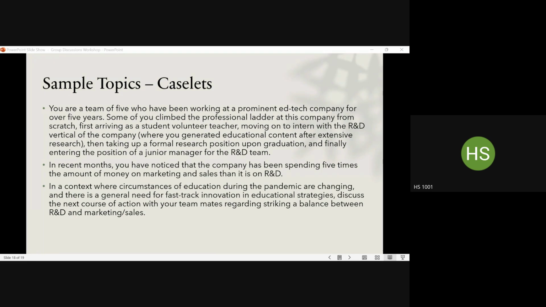Right. I hope this was helpful to all of you. I hope that all of these pointers will stay with you and that someday you will all excel in group discussions as and when your career demands it. That is all for today's session.